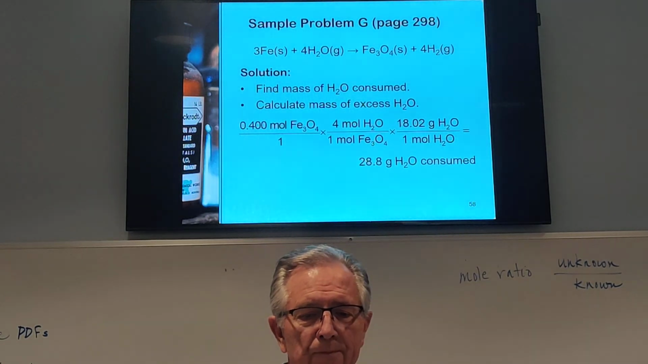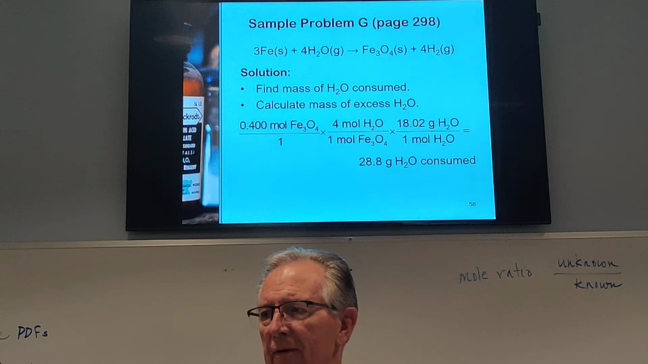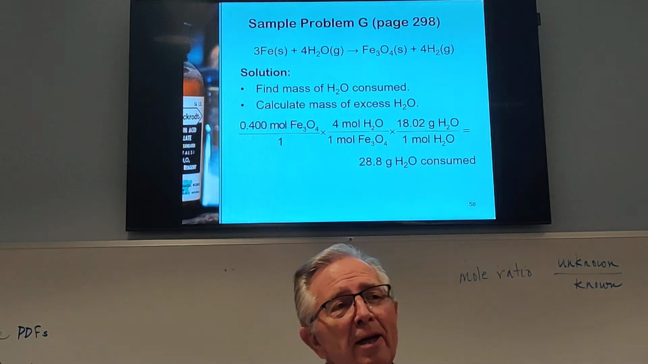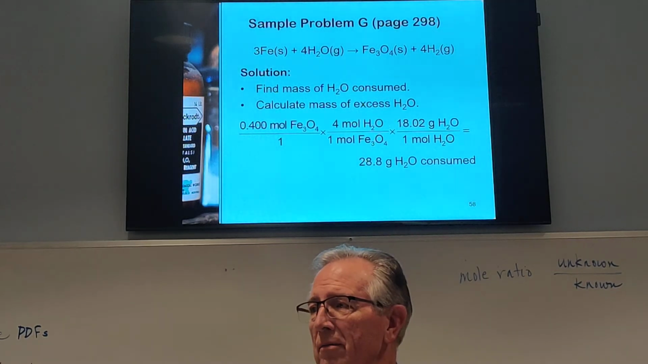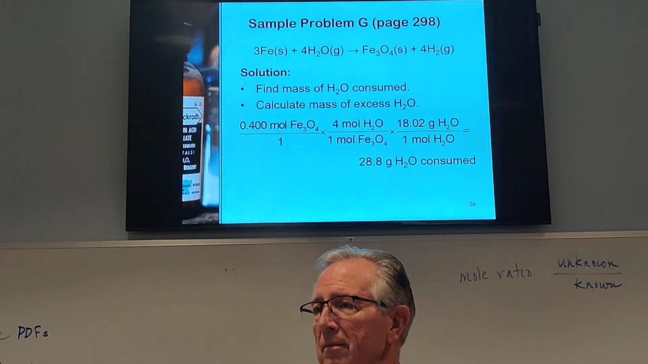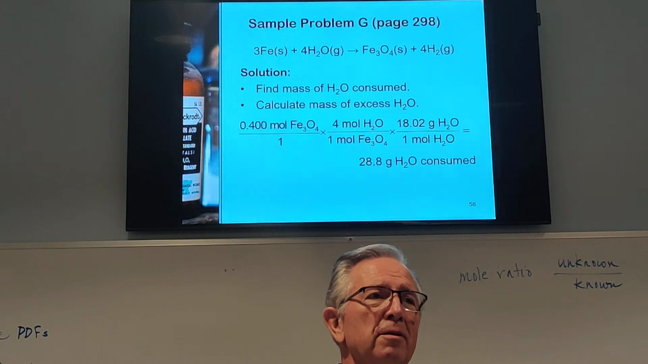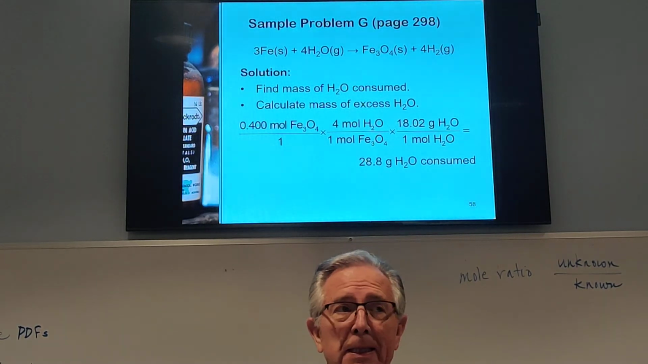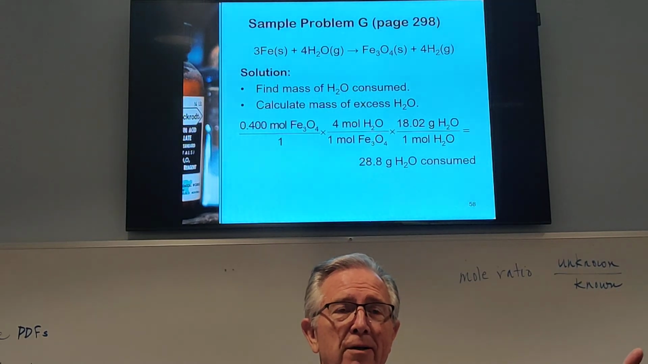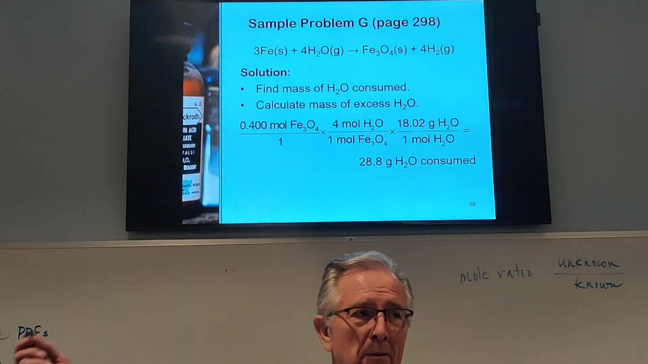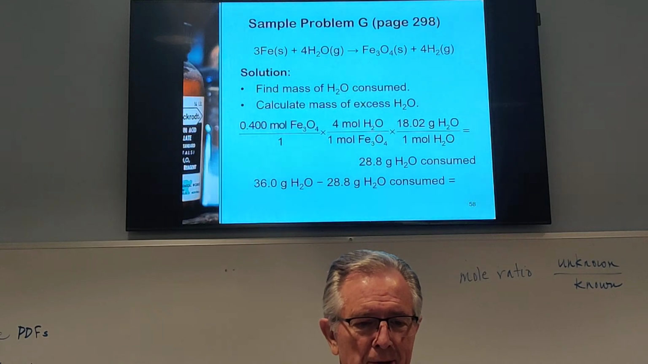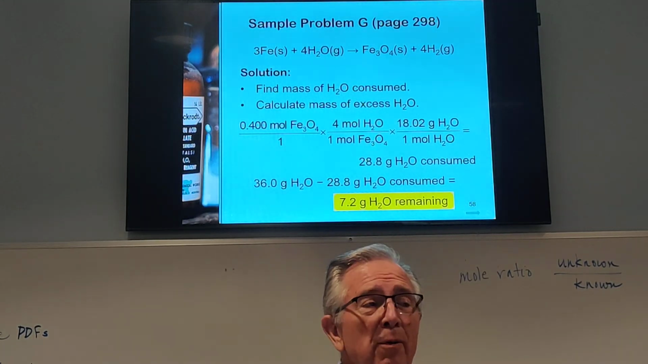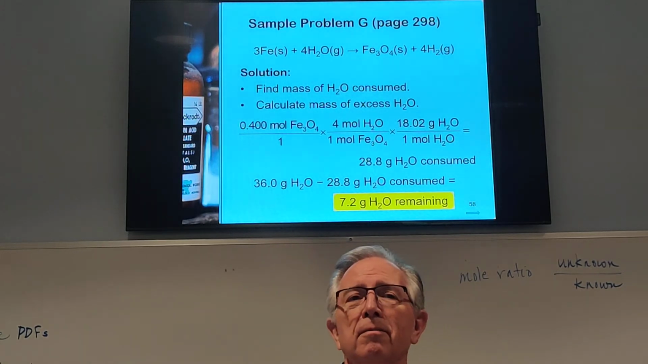to make 6 grams, I think it was, of iron. I need only 28.8 grams of water. So how do I find out my excess? How much I need, subtracted from how much they gave me. The rest is excess. So 36 minus 28.8, and I find out I have 7.2 grams of steam I don't need.